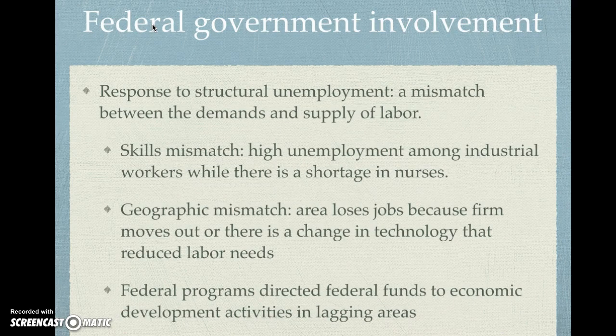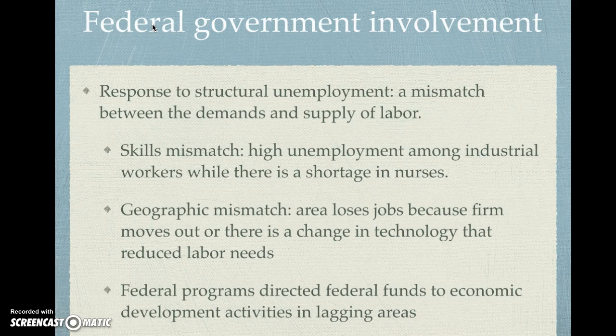So let's look at a little bit about federal government involvement. There are all these different levels of government: federal, state, and local. But the federal government's involvement in economic development really had to do with structural unemployment. This means a mismatch between the supply of labor and the demand for labor. After World War II, we started seeing a skills mismatch. As industry was declining, you saw high unemployment rates among industrial workers, but at the same time, you had growth in the healthcare industry. So industry work is down, healthcare work is up. You've got unemployment among industrial workers, but a shortage of nurses. This is what we mean by a skills mismatch.